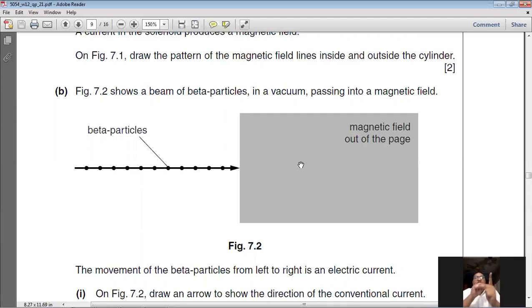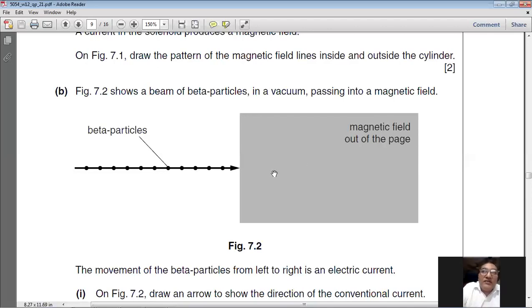The thumb is called F, the index finger is called M, and the middle finger is called C. F, M, C. The thumb is F, force. M is the magnetic field, and C is the current. So the magnetic field is out of the page. The current is going in this way. I have to twist my hand. The magnetic field is out of the page, and the current is going to the right side. My thumb is pointing downward.